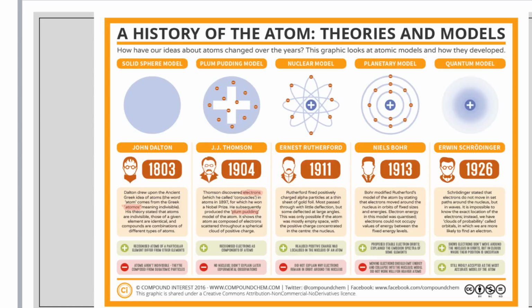But there were some issues with that as well, and he can't explain how those electrons don't just collapse into the center. And so Bohr tried to later describe it with what we call the planetary model, that the electrons orbit around the nucleus like planets orbit around the sun. But he still had some other problems as well.